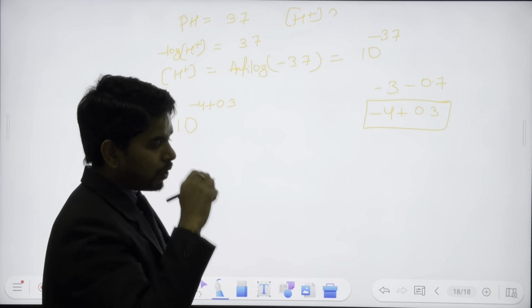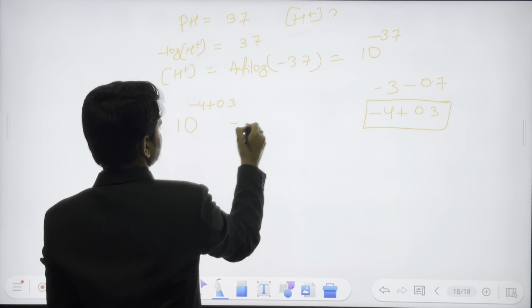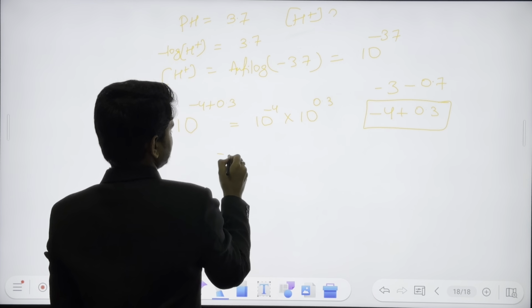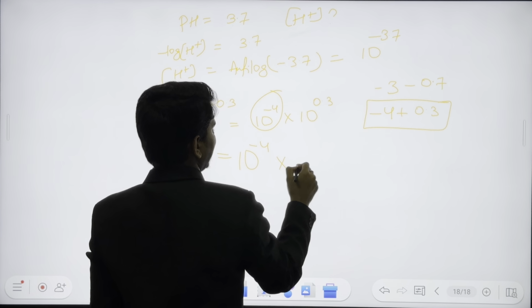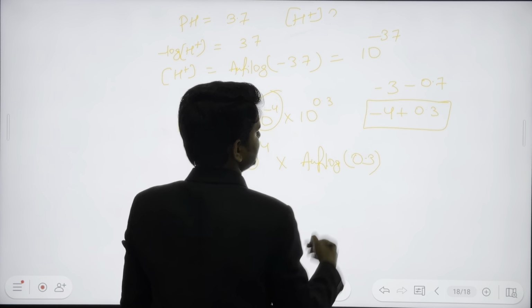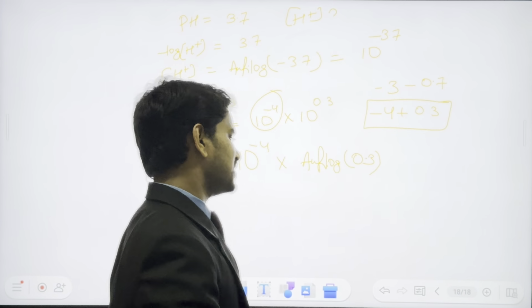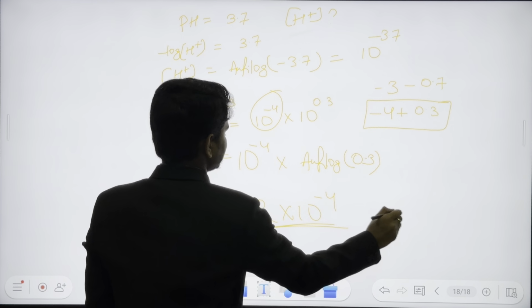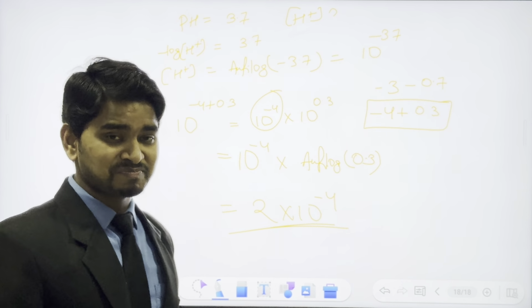Why are we doing this? Because we want 10 to the power a positive decimal value. And this is nothing but 10 to the power minus 4 into 10 to the power 0.3. This is standard form, we will write it as it is, and this can be written as anti-log 0.3. And guys, I believe you all know the value of anti-log 0.3. Log of what was 0.3? 2. So we write it 2. So that is 2 into 10 to the power minus 4. That's the H plus concentration you will have if the pH is given as 3.7. Okay?